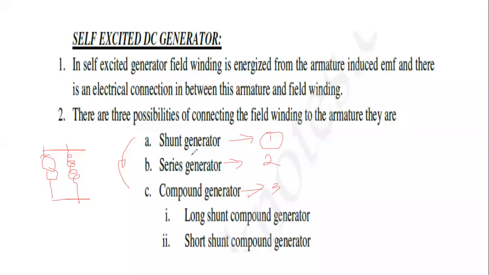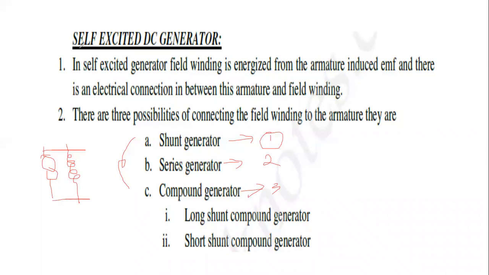According to the connection of the field winding, the DC generators are classified into three types: shunt generator, series generator and compound generator. And then, according to the connection of the field winding, the compound generators are classified into two types: long shunt compound generator and short shunt compound generator.